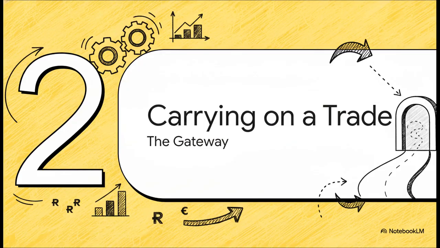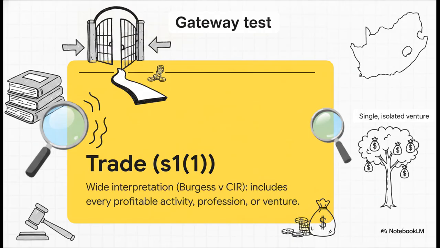Moving on to the gateway of it all, carrying on a trade. Before any Section 11A deduction can even be considered, you've got to pass the gateway test. The taxpayer must be carrying on a trade. The definition under Section 11 of the Act is incredibly broad.